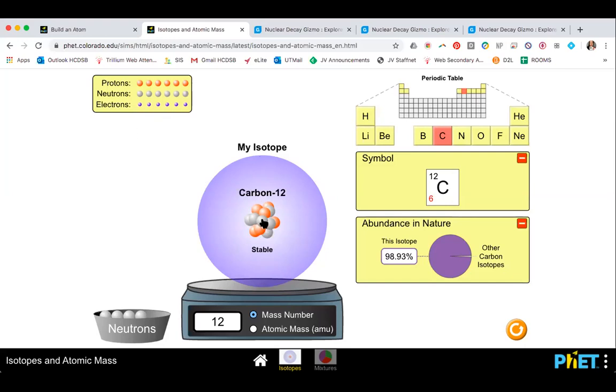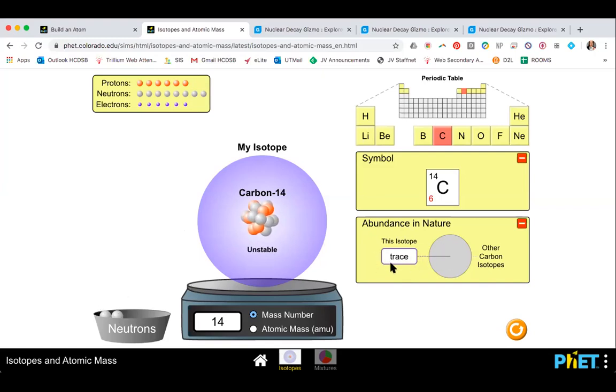Now what we can do with this is peel away one neutron. Carbon 11 is unstable and really not abundant in nature. That doesn't mean that it couldn't be created. So let's go back to carbon 12 and see if we can add a neutron. Carbon 11 was one isotope. Carbon 12 is another isotope. Carbon 13 is still stable, and it's present in 1% of the carbon in nature. Let's keep adding neutrons. Carbon 14 is very unstable, and it is present in a trace amount.